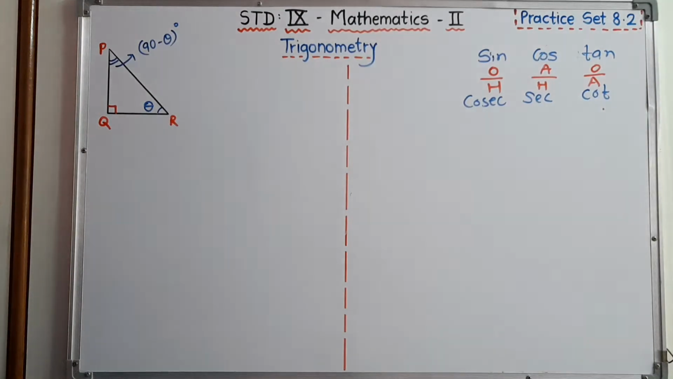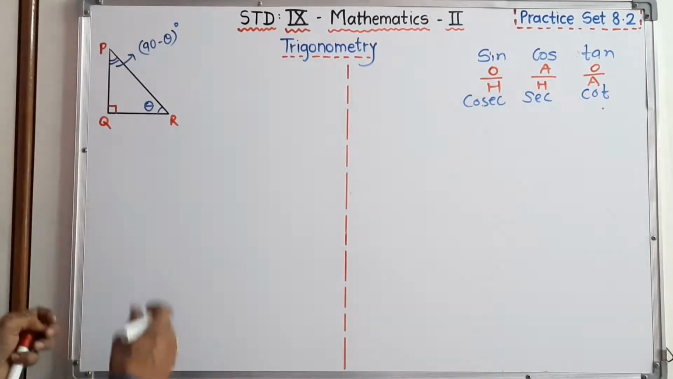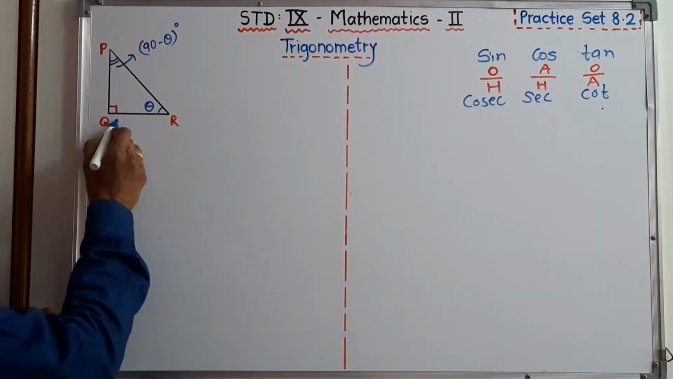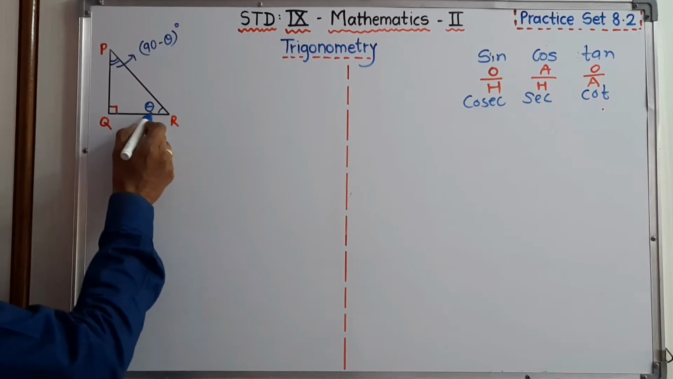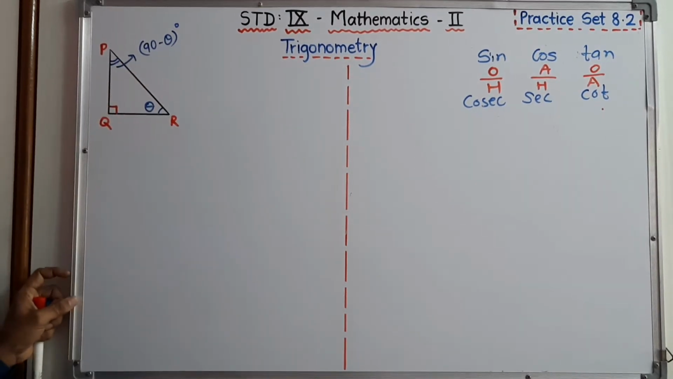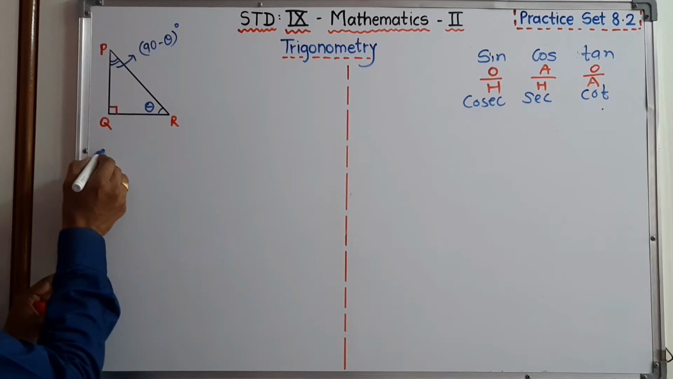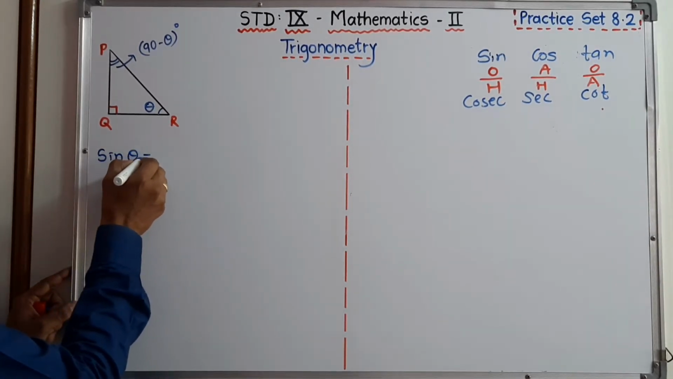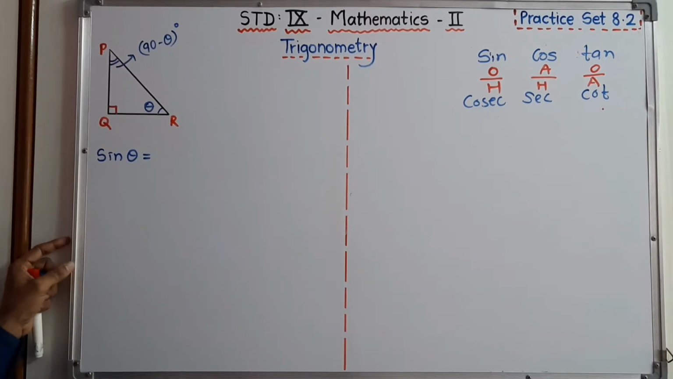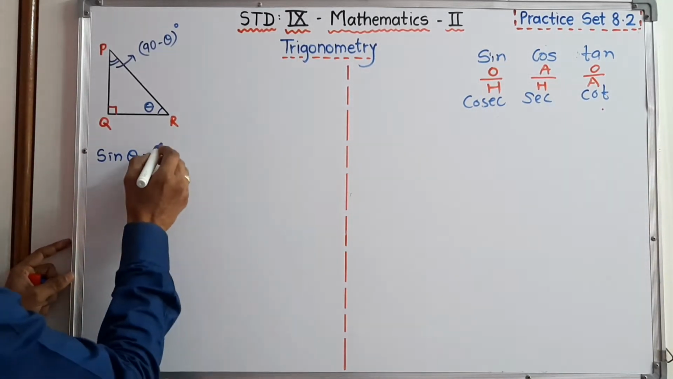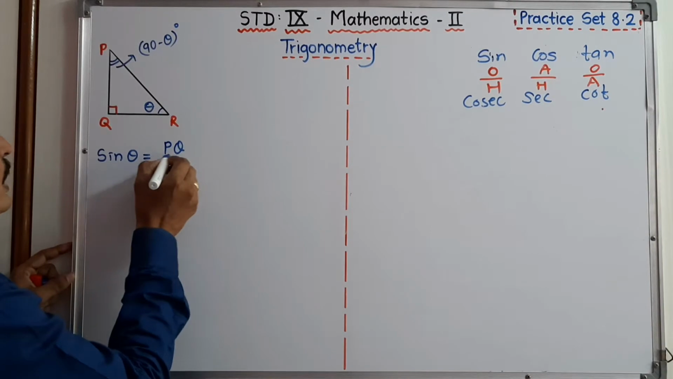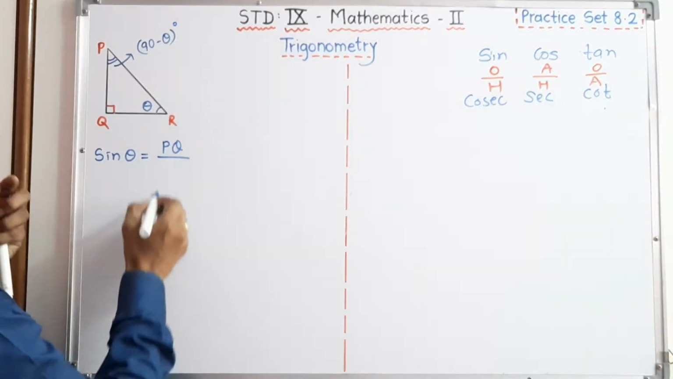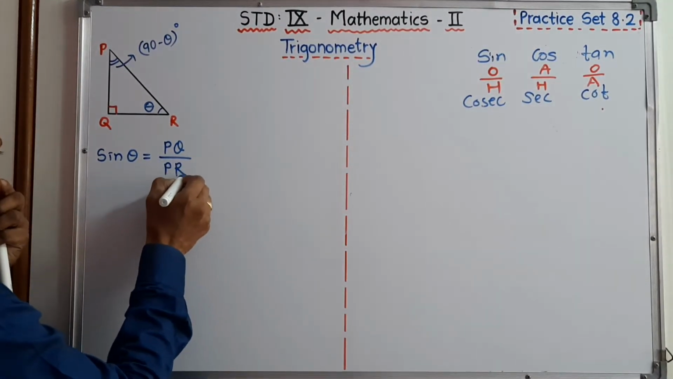See, in this triangle PQR, angle Q is 90 degrees, angle R is theta, and angle P is 90 minus theta. Now see dear student, we have to write sin theta. Sin theta means opposite upon hypotenuse. Opposite is PQ and hypotenuse is PR.